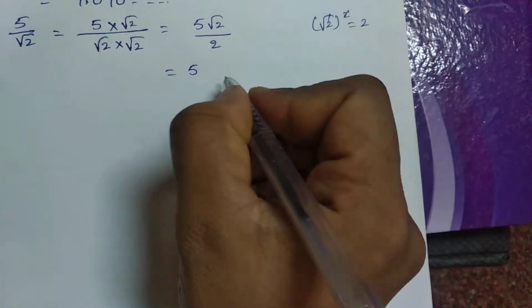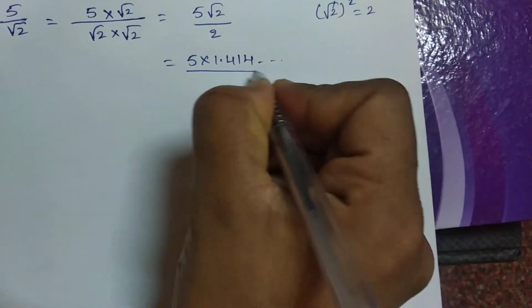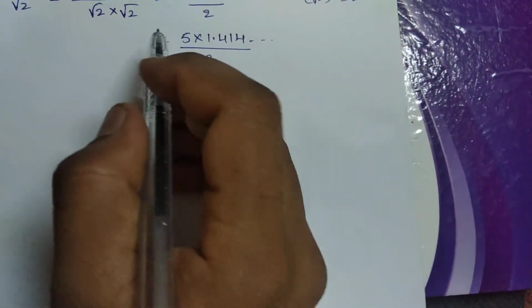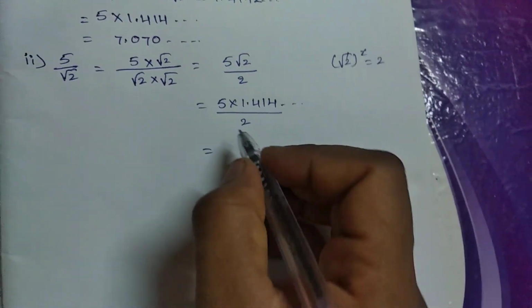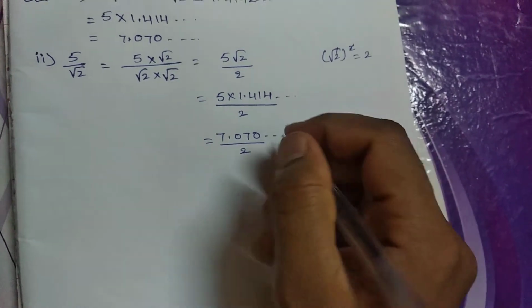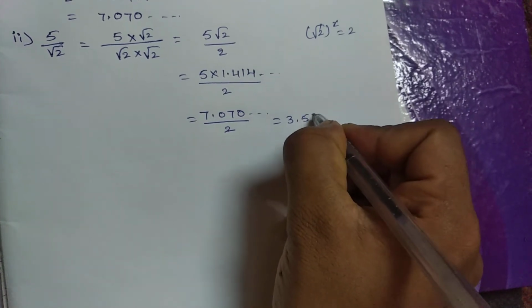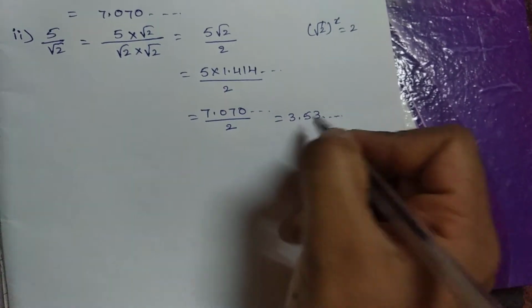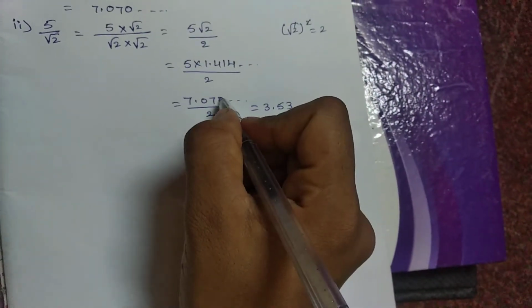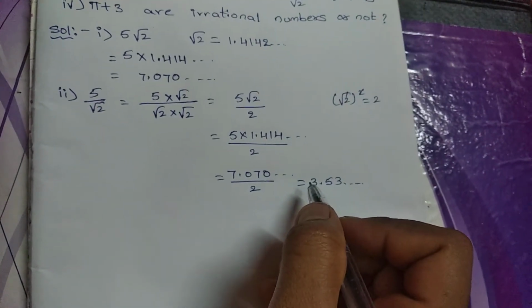So here 5 into this root value 1.414 and so on, divided by 2. If we multiply 5 into 1.41, the same digits come, 7.070 and so on, divided by 2. That is 7 half, nothing but 3.53 something coming. So here also it is a non-terminating and non-recurring decimal. Non-terminating, non-recurring in the problem, and the answer also is non-terminating and non-recurring.